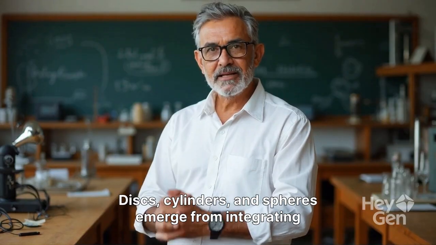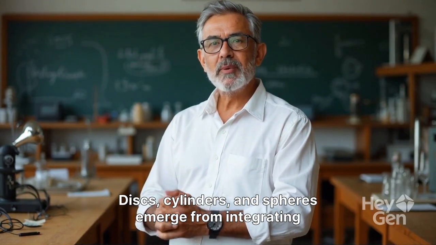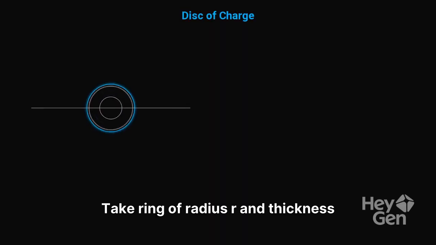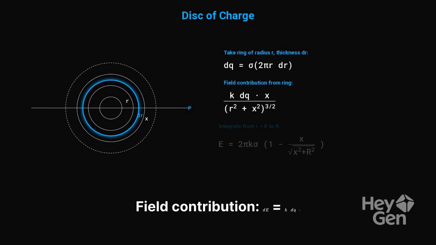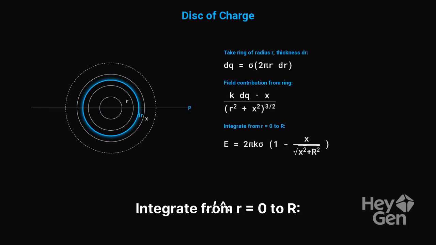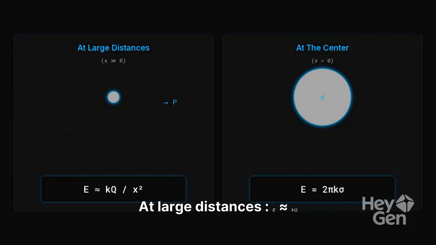Rings are the parent case. Disks, cylinders, and spheres emerge from integrating rings. For a disk of charge, take a ring of radius r and thickness dr. The field contribution is dE. Integrate from r equals 0 to r equals R, giving sigma over 2 epsilon naught times the bracket 1 minus x over the square root of x squared plus R squared. At large distances, E approaches k Q over x squared. At x equals 0, E is equal to sigma over 2 epsilon naught.